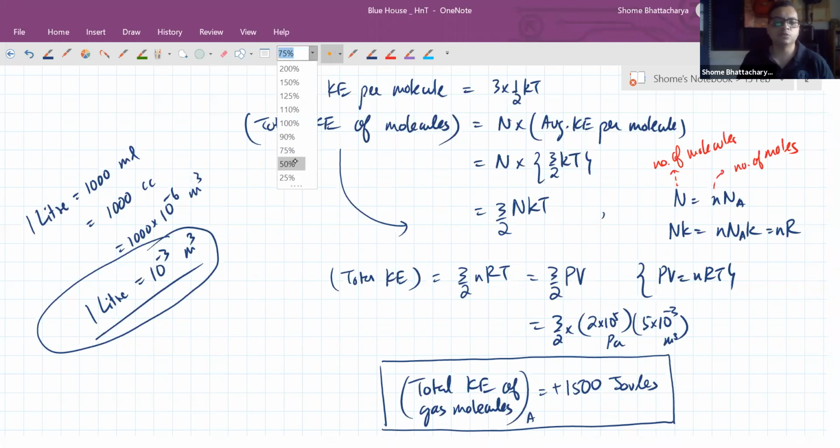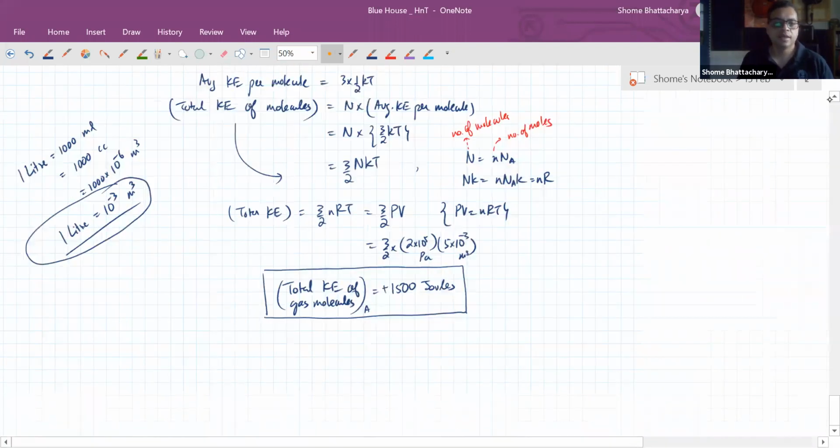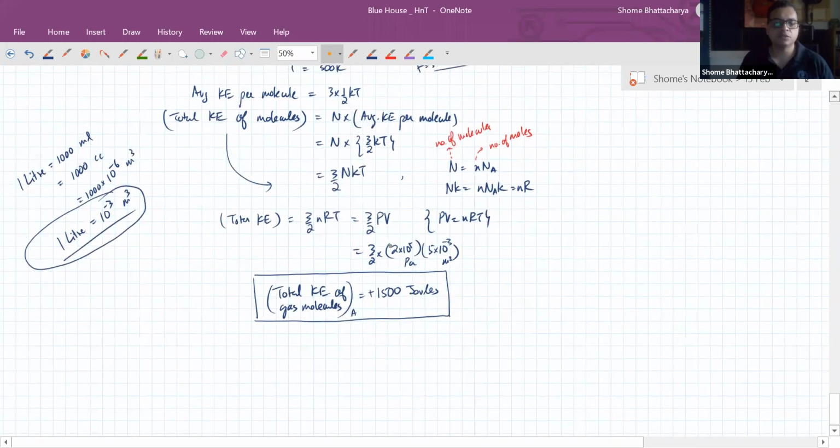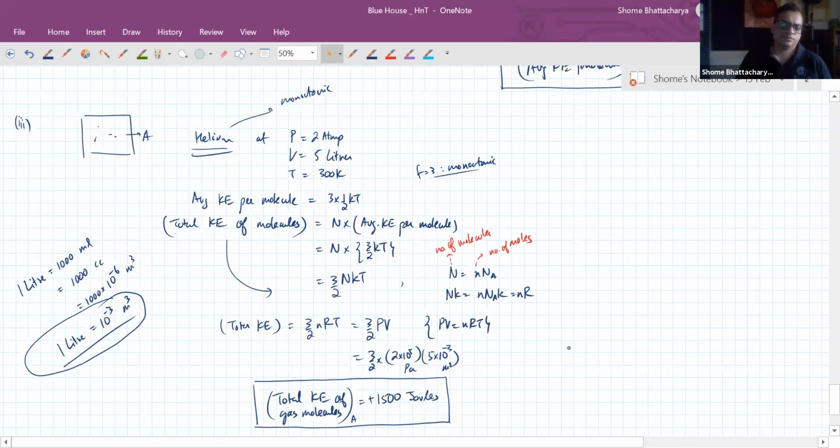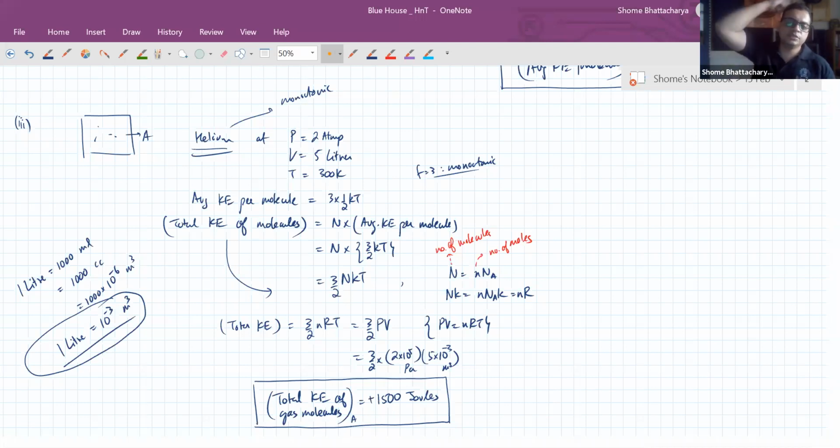to calculate the number of moles using PV equal to nRT. I've just substituted wherever nRT was required, I've replaced it with P into V. So this is one clever way of doing the calculation, especially for these kind of questions. So you'll get used to this method of calculation as we do more questions.